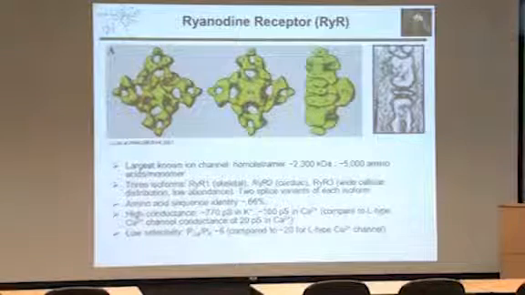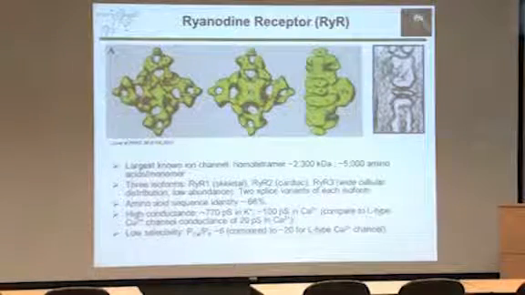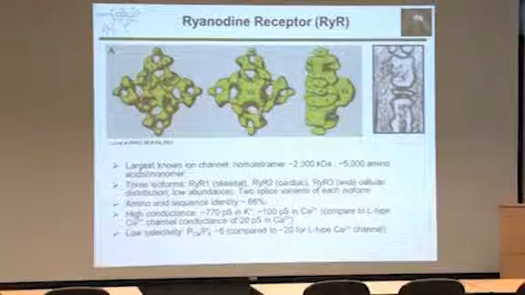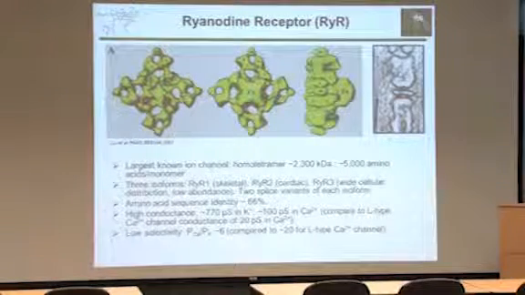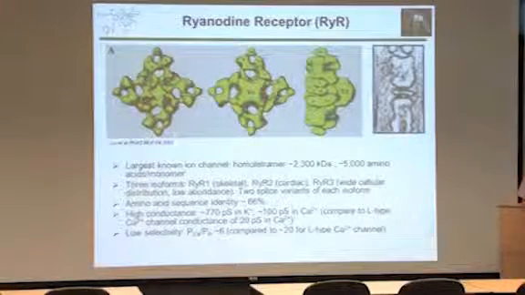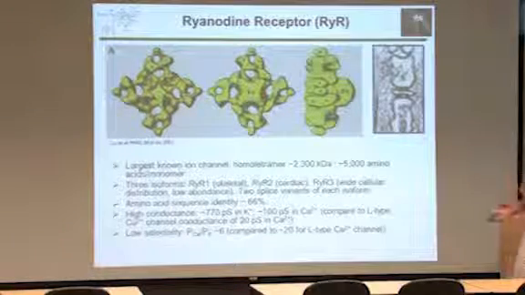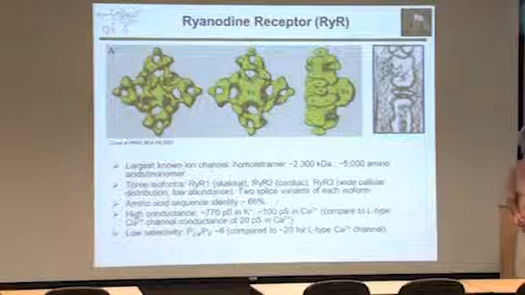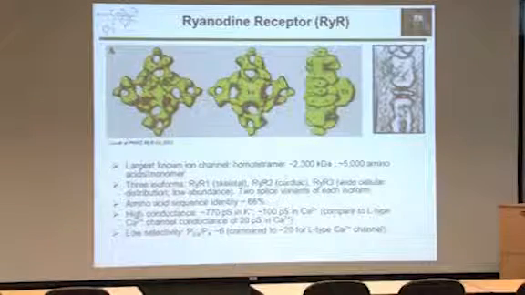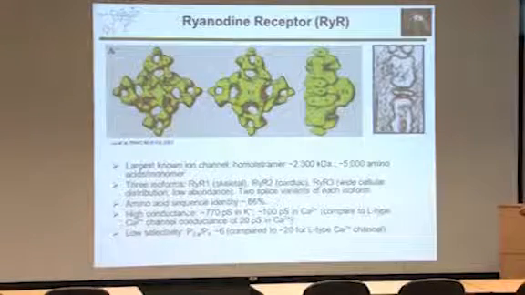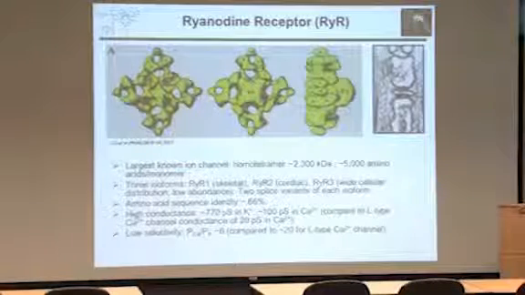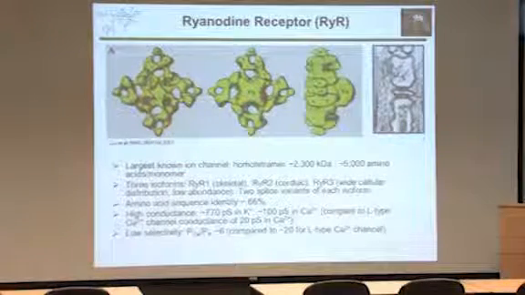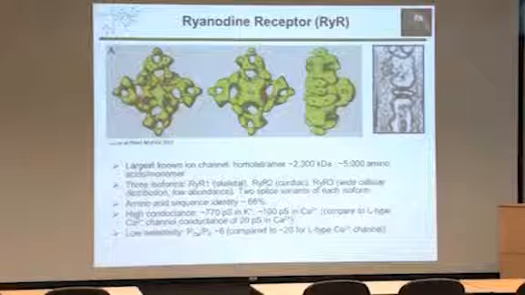Functionally, these channels have a very high conductance, 100 picosiemens for calcium. Compare that to the L channel, which is about 20 picosiemens. But this high conductance comes at the cost of fairly low selectivity. These channels conduct potassium, pretty much any cation, which is an advantage because in some of our single channel studies, where we use potassium, it gives us a very high conductance, a large current, and a very good signal to noise ratio.